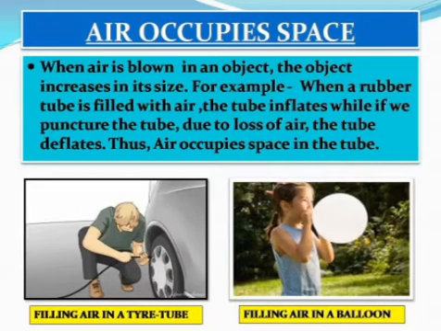First property is air occupies space. When air is blown into an object, the object increases in its size. For example, when a rubber tube is filled with air, the tube inflates, while if we puncture the tube, due to loss of air, the tube deflates. This shows that air occupies space in the tube.